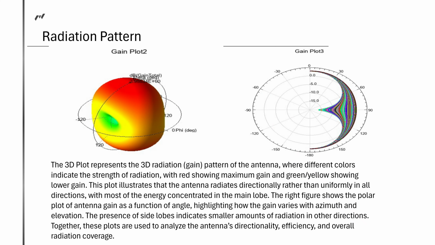Radiation pattern. The 3D gain pattern shows the distribution of antenna radiation in space, while the polar plot represents gain variation with angle. Both plots indicate maximum radiation along the main lobe. This confirms the directional behavior of the antenna.